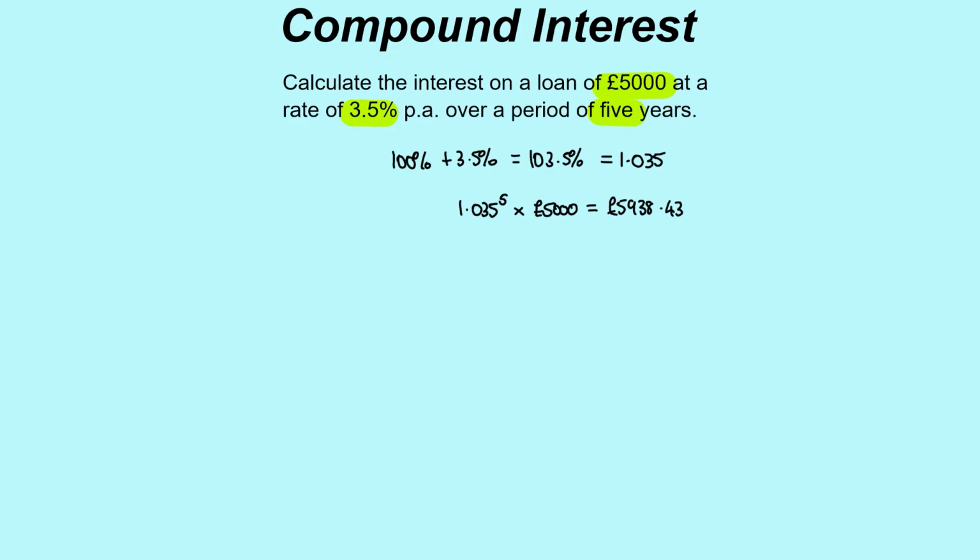The difference with this question is it asked us to calculate the interest. If we look back at the top, calculate the interest was the question. We have actually calculated how much you would owe in total at the end of the 5 years, but the question just wants us to figure out what the interest is. So we've got to take off that £5,000 loan. We've got to do a little extra step here: 5938.43 minus the £5,000 loan will tell us how much interest you're actually paying on the loan. So it would be £938.43 would be the interest, and then you'd have the £5,000 that you originally borrowed as well.